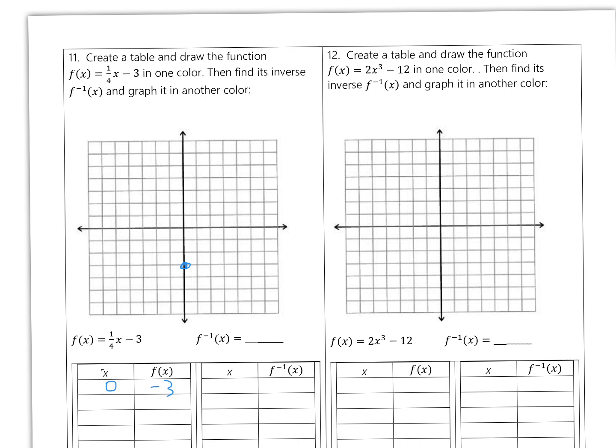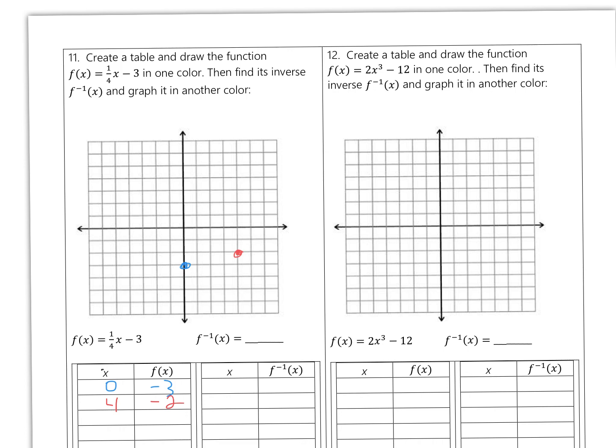Then an easy one to do from here maybe would be to plug in a 4, because 1/4 of 4 is 1, and 1 minus 3 is negative 2. So I know that if I plug in a 4, I get a negative 2. So I could go over 4 and down to negative 2. Okay, that's another one we could do.